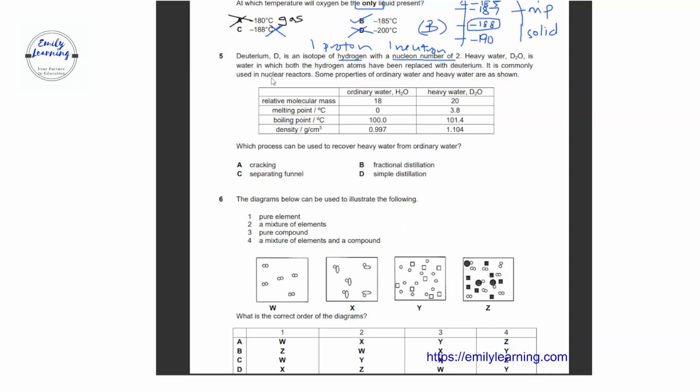It is commonly used in nuclear reactions. Some properties of ordinary water and heavy water are shown. Okay, which process can be used to recover heavy water from ordinary water? So let's look at how to recover them.